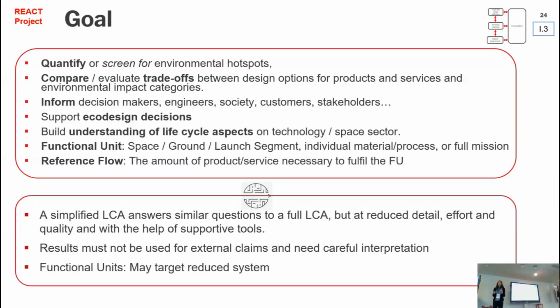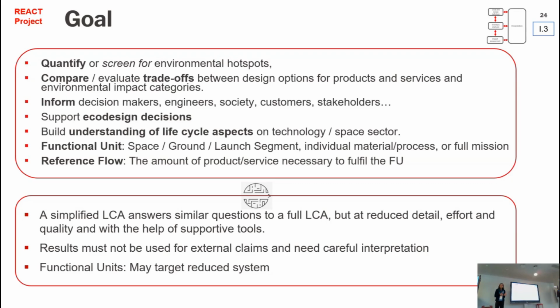So now what I'm going to do is go through all these 4 phases of LCA, and I'll show you how exactly LCA can be done in ACT with answering specific questions. So first phase is goal and scope, where we say, why do we do something? So a goal in the space sector of doing an LCA, of course, to support ecodesign, is usually to quantify or screen for environmental impacts.